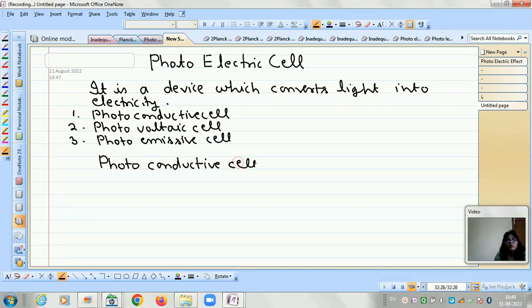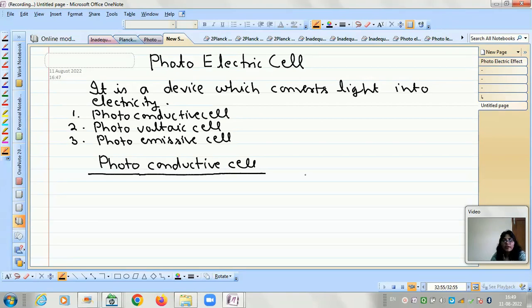So these are also used like a switch in the electric circuit, because when light is incident on the cathode, then there is ejection of the electron and the current flows, and therefore there will be current in the circuit. In the absence of photons there will be no current in the circuit, so there is a break in the circuit. So this photoconductive cell is like a switch in the electric circuit.